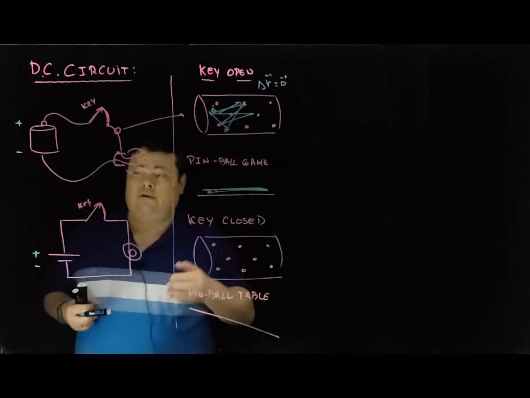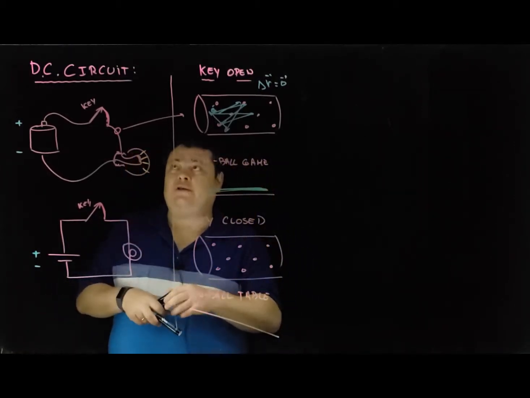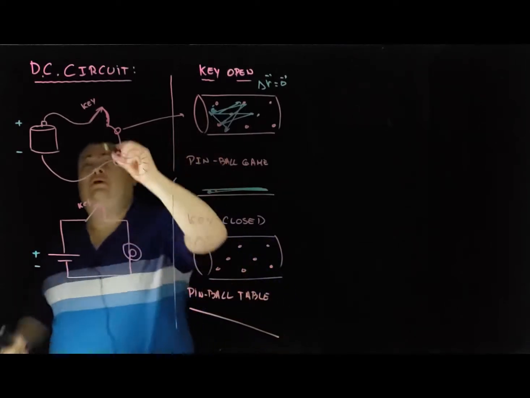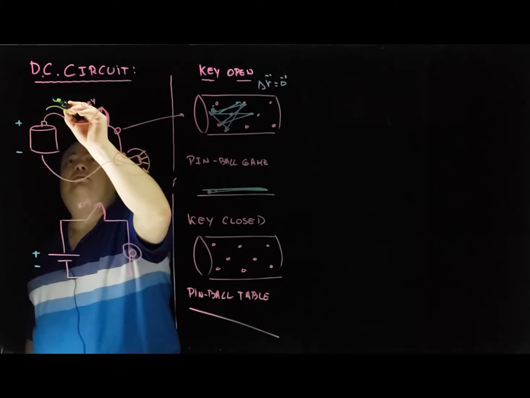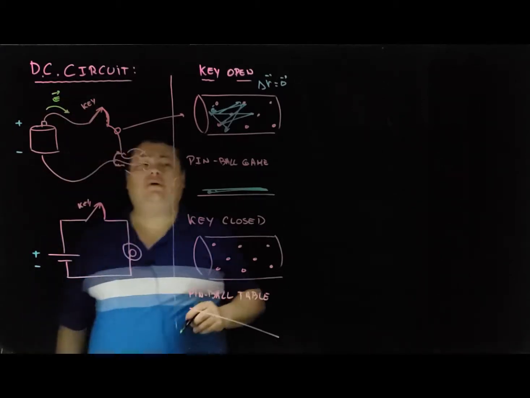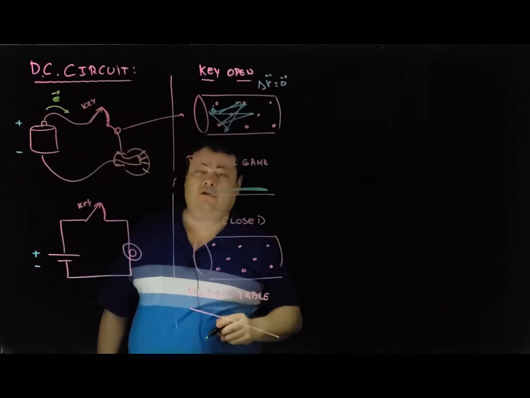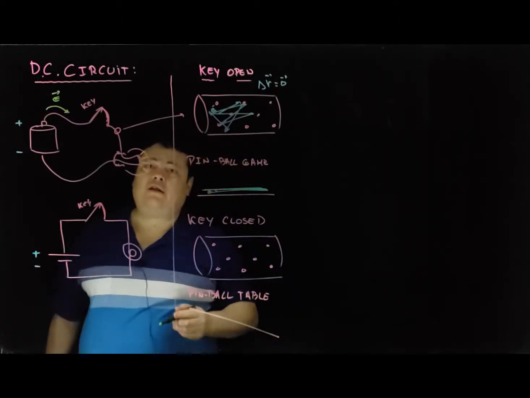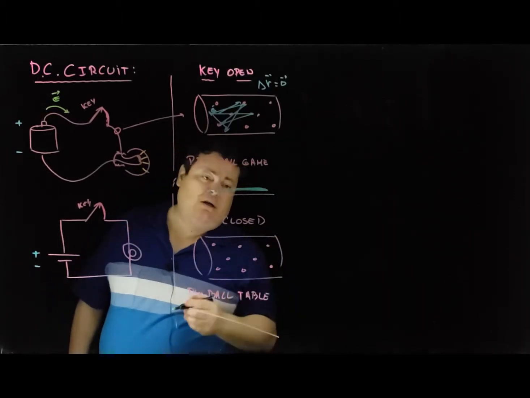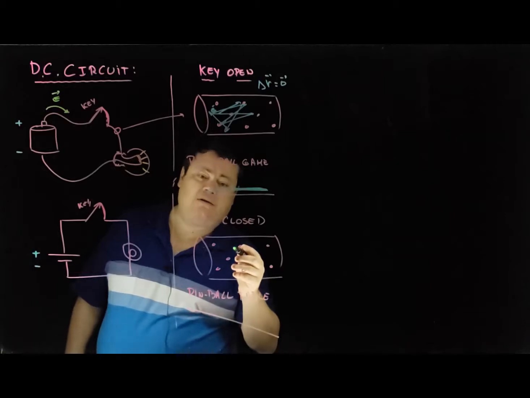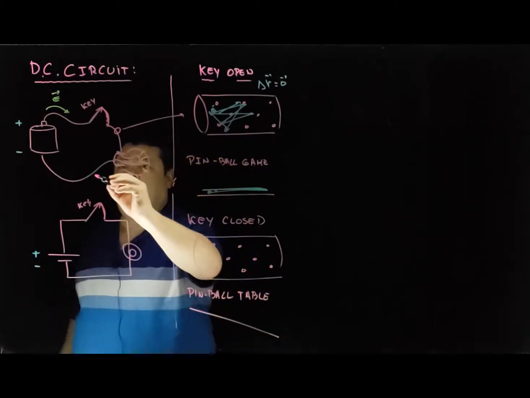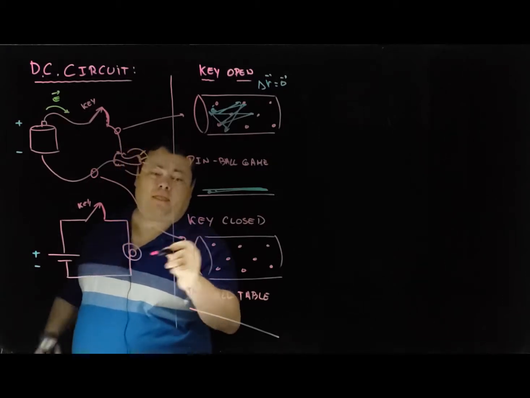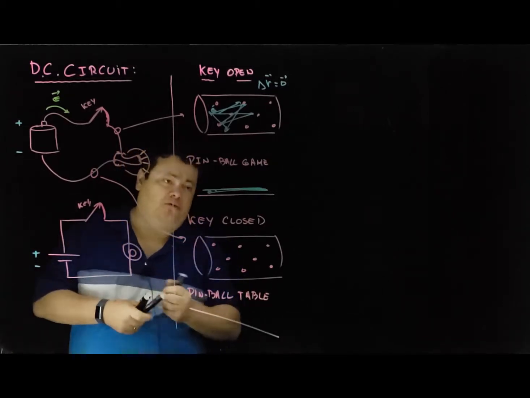When we close the key, we establish an electric field inside of my wire. So closing the circuit is going to create an electric field inside of the wire. Let's say that this electric field is, I'm taking now a portion down here perhaps, and so the electric field is going to be to the left.